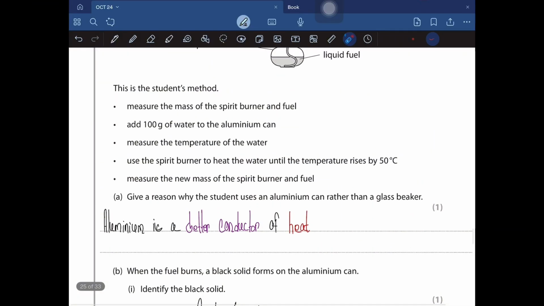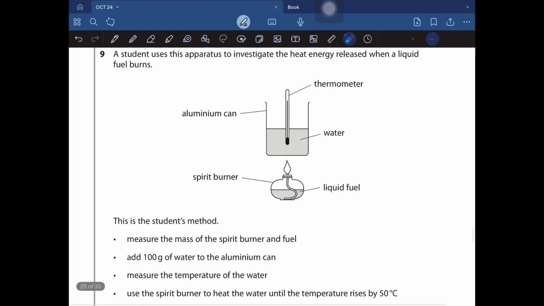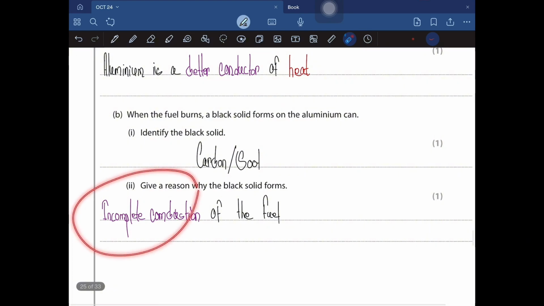Explain: when the fuel burns, a black solid forms on the aluminum can. Identify this black solid. That is going to be carbon or soot. And where is that from? Due to incomplete combustion reactions.